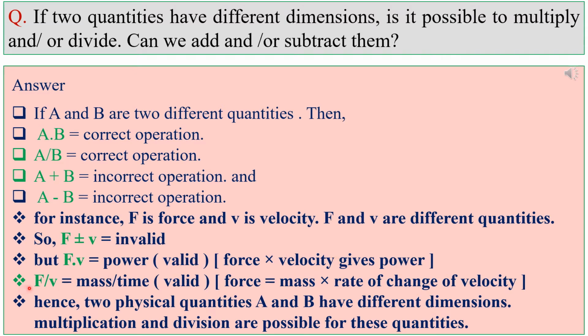And force divided by velocity is equal to mass divided by time, which is valid, as force is equal to mass into rate of change of velocity. So division or multiplication is valid. Hence, if two physical quantities A and B have different dimensions, multiplication and division are possible for these quantities.